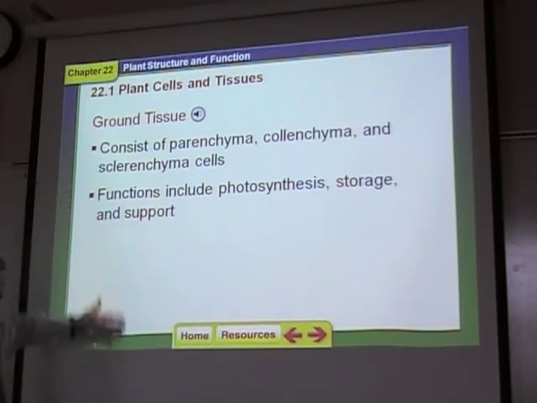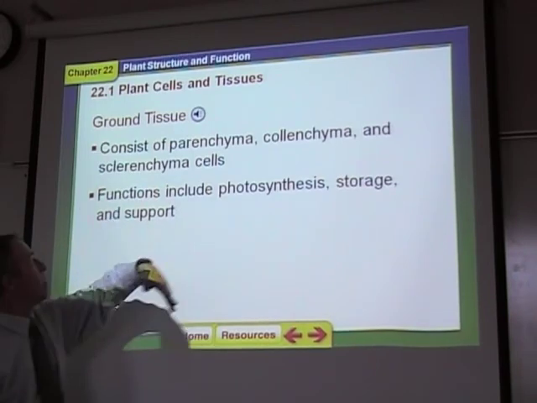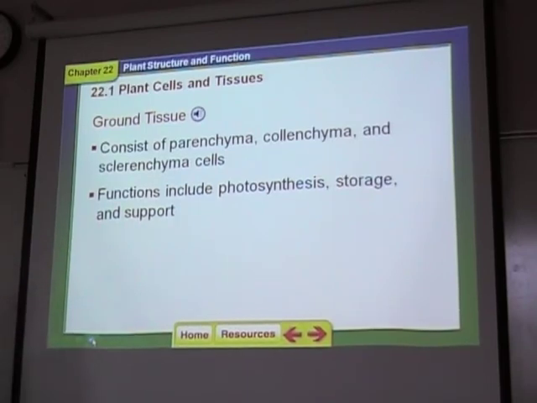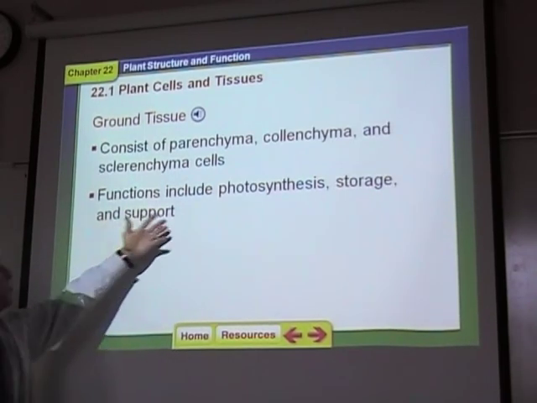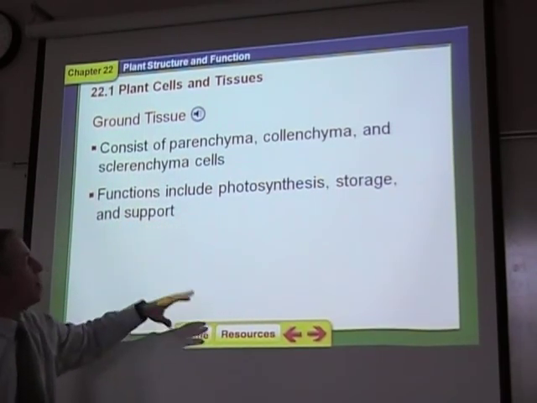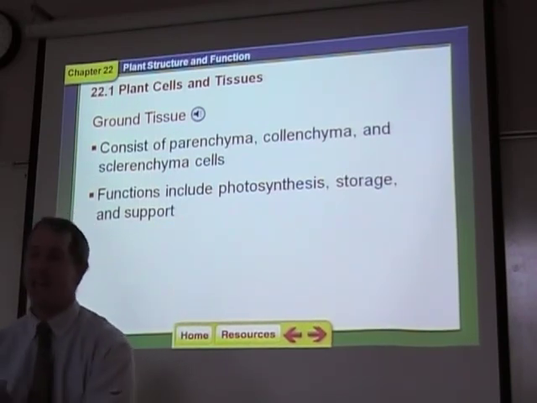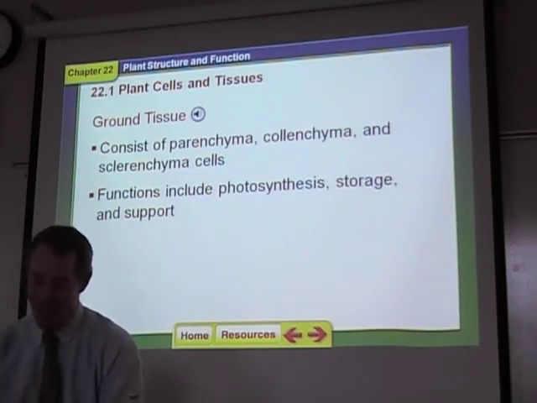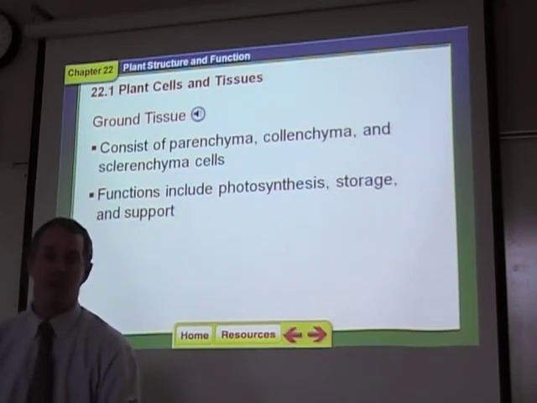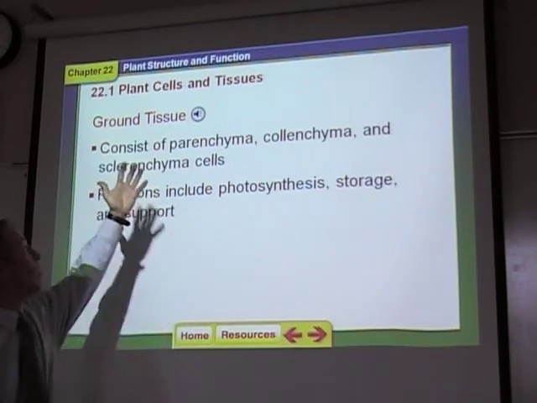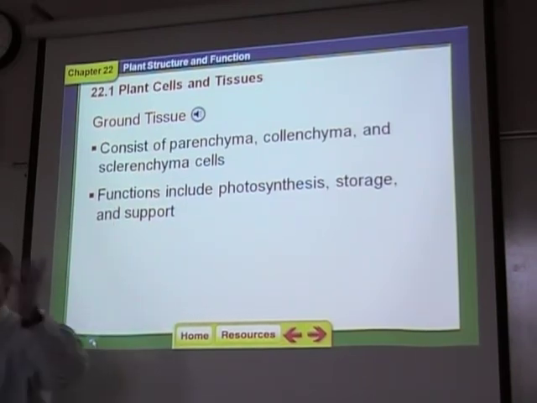Finally, ground tissue consists of parenchyma, collenchyma, sclerenchyma cells. Functions in photosynthesis, storage, and support. Basically, ground tissue cells are filler cells, cells that make up the rest of the plant that's not vascular, not dermal, not meristematic. Any other cells are known as ground tissue cells. It's filler cells that fill up the rest of the plant.